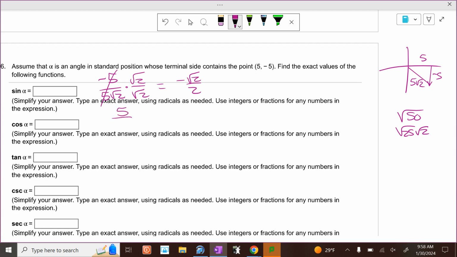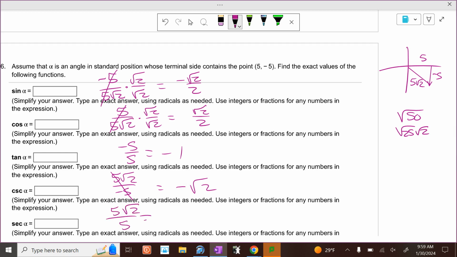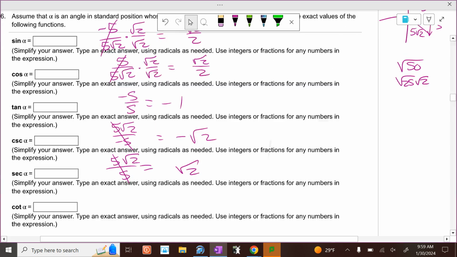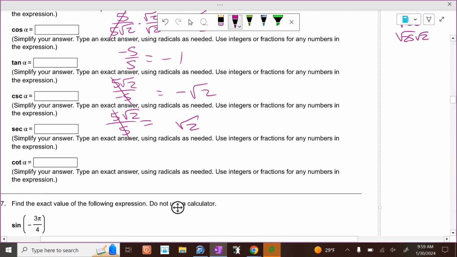Cosine is adjacent over hypotenuse. 5's cancel. Multiply top and bottom by square root of 2 over square root of 2. Get square root of 2 over 2. Tangent is opposite over adjacent, -1. Cosecant is hypotenuse over opposite. So 5 square root of 2 over -5. Those cancel, and it's negative square root of 2. Secant is hypotenuse over adjacent. Those cancel, it's just square root of 2. And cotangent is adjacent over opposite, which is -1.